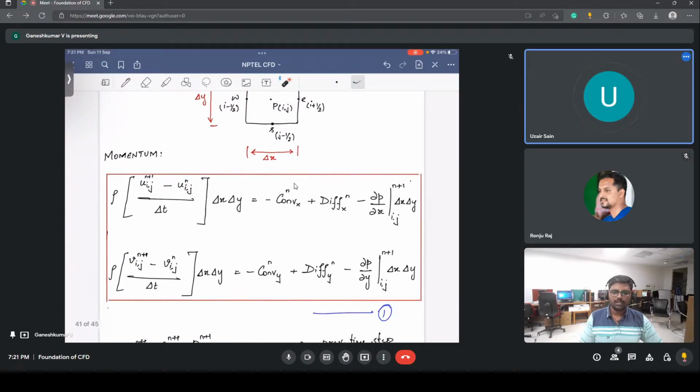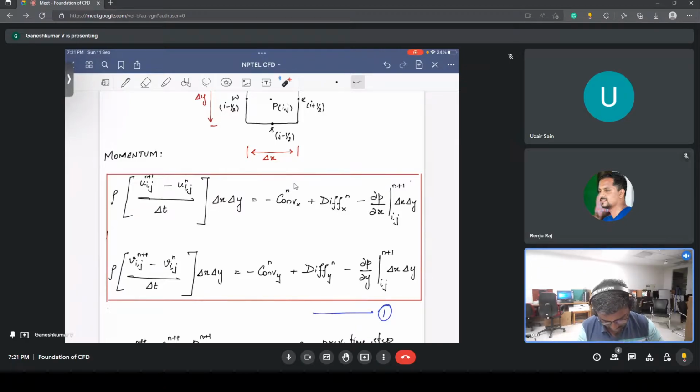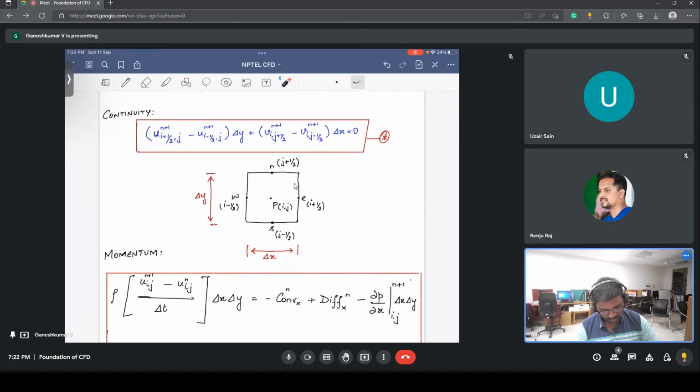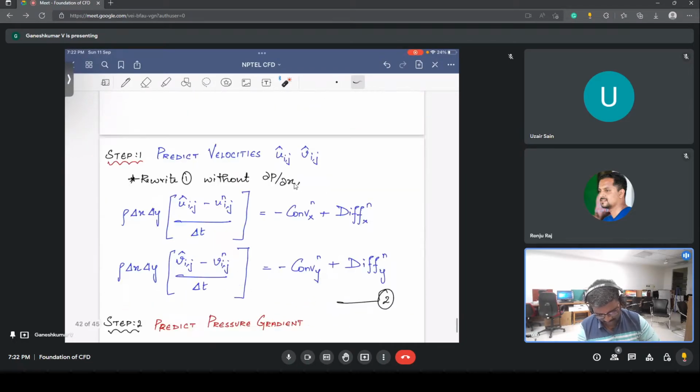Right. So now here you need to understand one thing. What we used is the momentum equation, right? We didn't use the star equation yet. So whatever the predicted velocity, it satisfies the momentum equation without pressure gradient, right? But we didn't use the continuity equation itself. How will it satisfy the continuity equation? Actually, it won't satisfy the continuity equation.